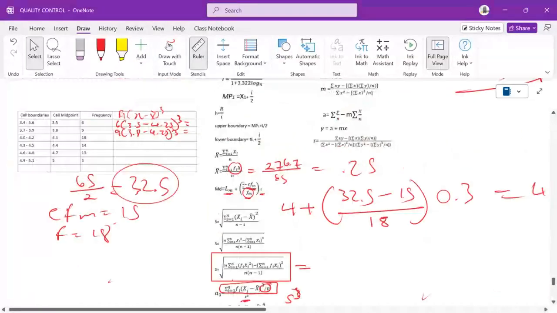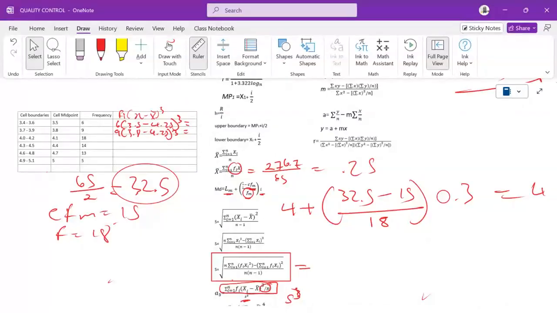The only thing it doesn't give you is the skewness. I want to turn on the frequency first, then I go to the stat, then I go to this. Okay, then we have 3.5, 3.8, 4.1, 4.4, 4.7, 5.